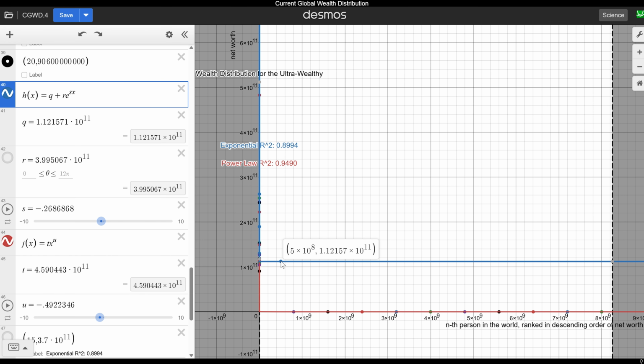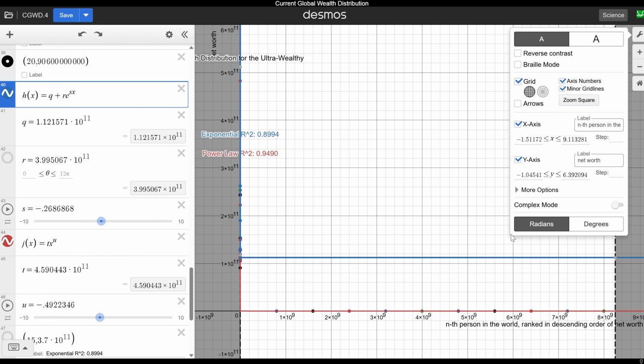And note this blue line from the exponential curve, sitting at about $112 billion. This is a value which the function can never go below, giving some insight as to why the exponential function doesn't work as well for modeling the wealth distribution of the ultra wealthy, because the growth of the exponential function simply isn't as steep as the current wealth distribution of the ultra wealthy requires, whereas the power law function approaches the y-axis asymptotically.